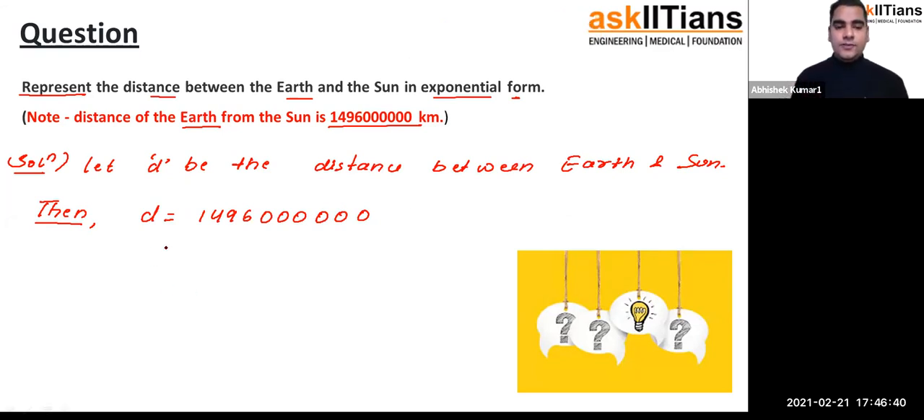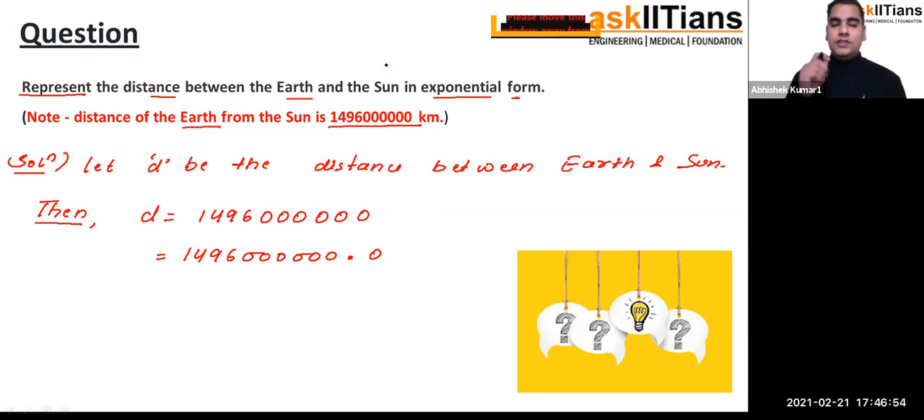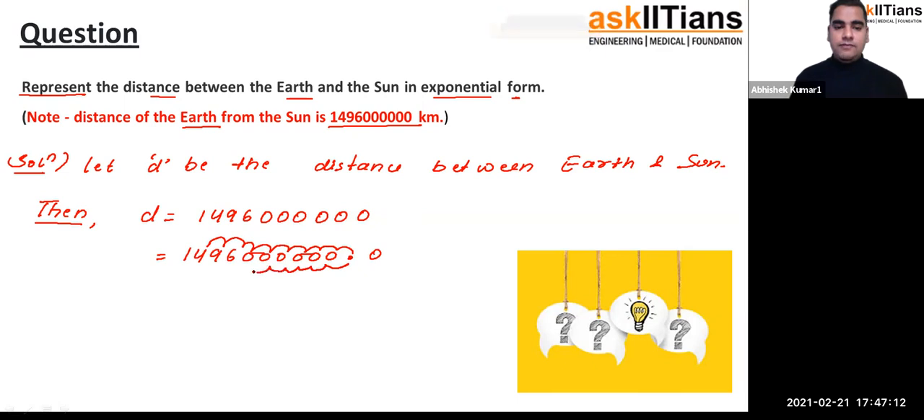This value we can also write like this: 149600000.0. Now we need to write it in the standard form. For that, you need to move this decimal one place, two place, three, four, five, six, seven, eight, nine places. Let us recheck. One, two, three, four, five, six, seven, eight, nine. So you need to move it by 9 places.